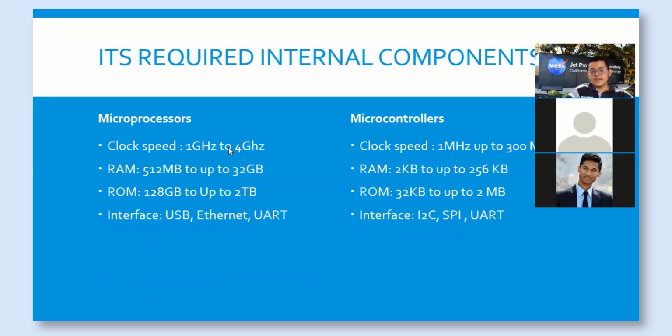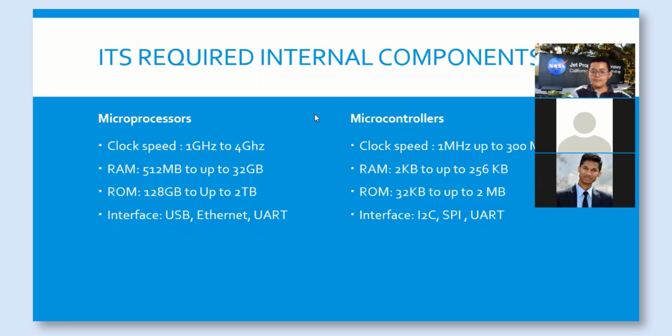In its interior components, the microprocessor's clock speed is from 1 gigahertz to 4 gigahertz, which means it operates in this frequency. And the RAM is also more, like we have in our laptops and computers, 512 MB to 32 GB. Nowadays it can be expandable up to 2 terabytes, but in general, I'm talking about the general microprocessors, and the interfaces it uses are USB, Ethernet, and Wi-Fi. I will tell something about Wi-Fi in a later presentation.